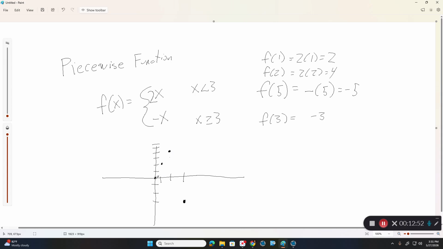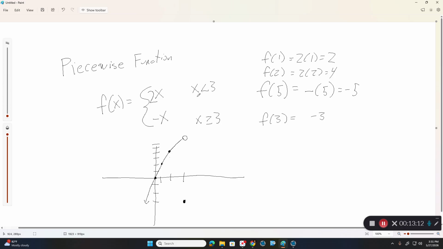f of 1 behaves like 2. Assume f of 0 looks like 0. And you see we have this line with a slope of 2. And it's heading off, it's heading off, it's heading off. And then right at 3 it's going to change. So what's happening to this left-hand side, we write this little open circle that says, hey, this is the termination point.